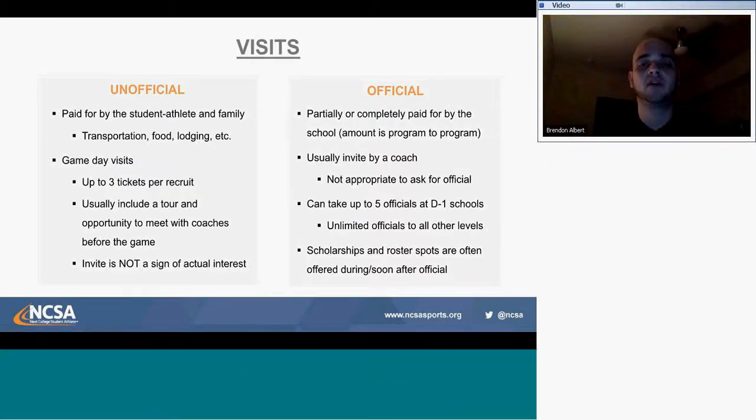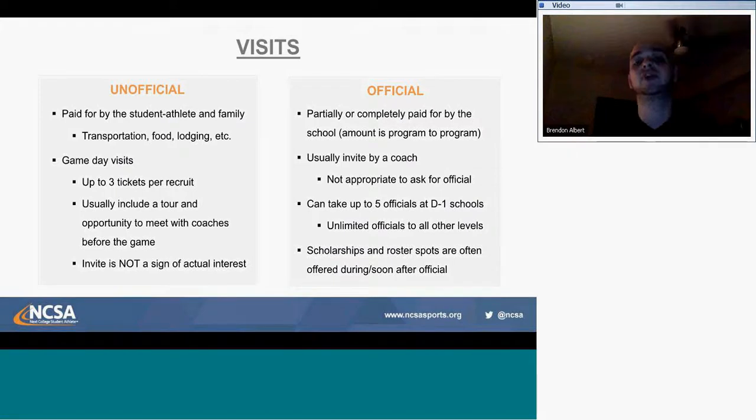Now, flip side, official visits. Official visits are a great sign of interest. This is going to come during your senior year. As you're aware, it's very inappropriate for you to ask a coach about an official visit, because an official visit is when the school is going to pay for your meals, lodging, transportation, etc. You don't ask them. It just makes you come off very inappropriate.